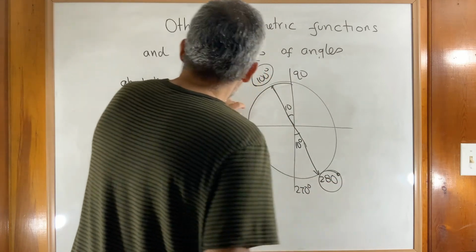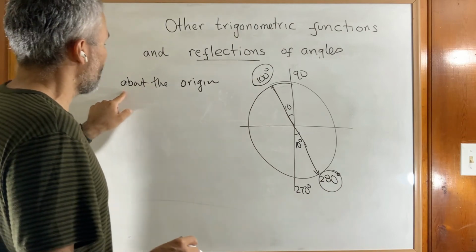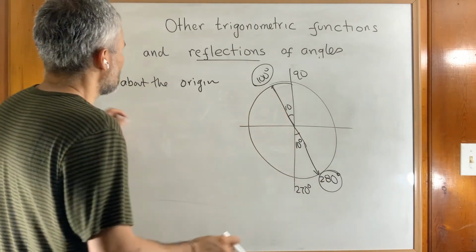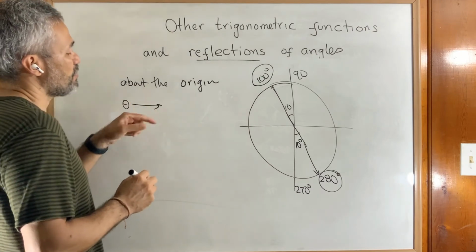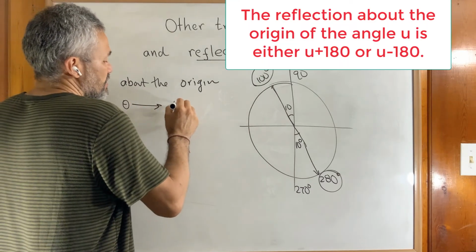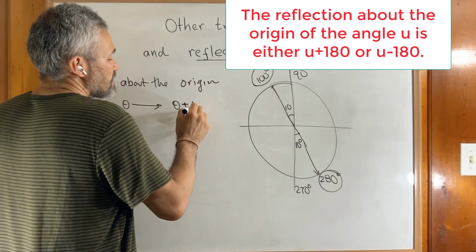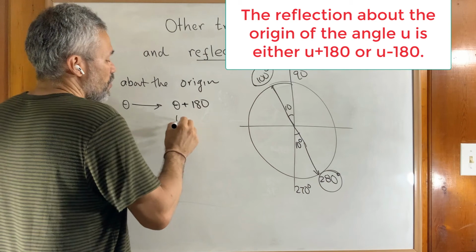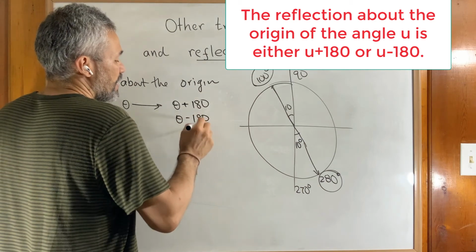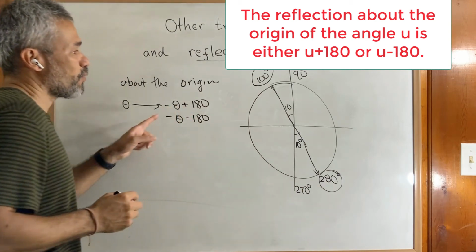Then the reflection about the origin of 100 is 280 degrees. There is an easier way to do it without looking at the picture. If you have an angle theta, to find the reflection about the origin, there are two possibilities. Either one will work. You just add 180 degrees if you are working in degrees, or you just subtract 180 degrees. Either one will work.